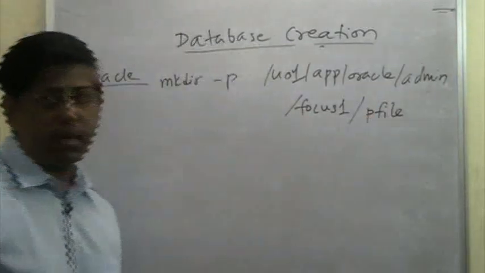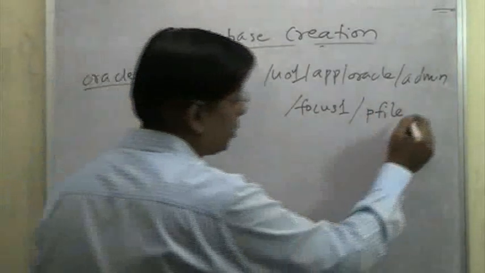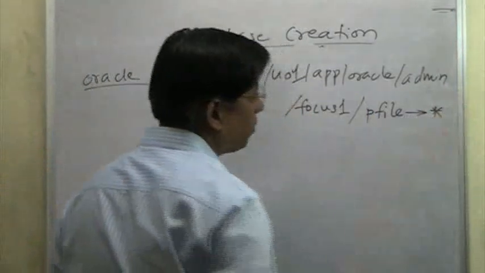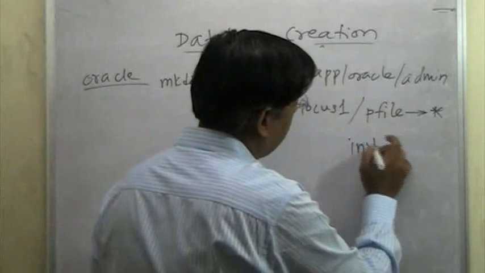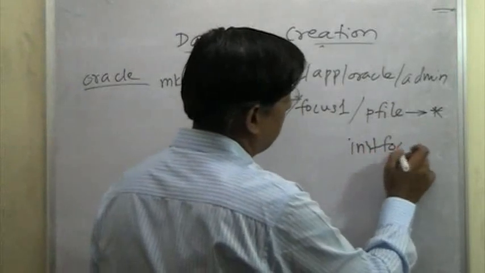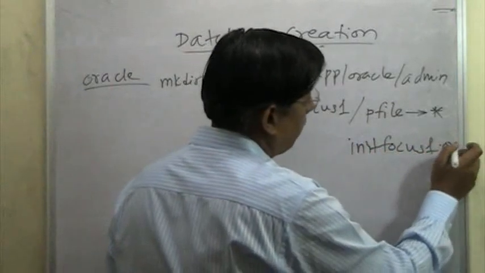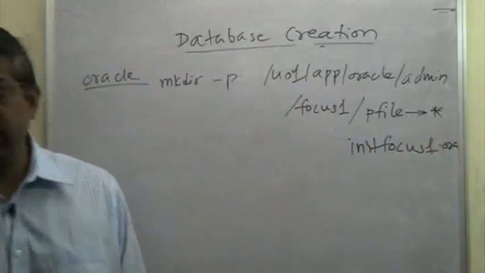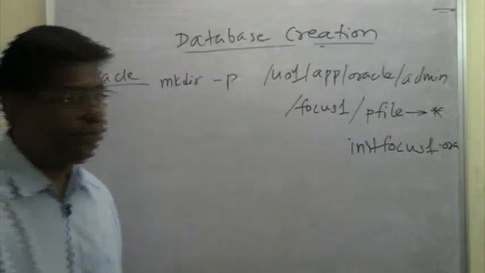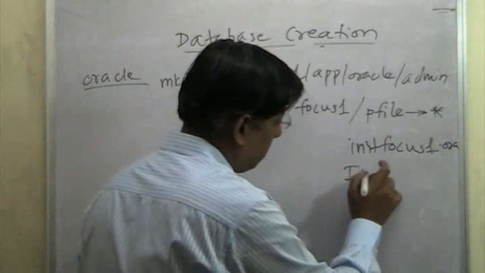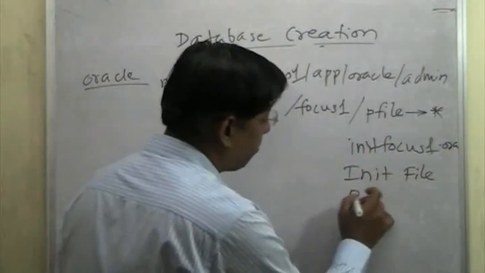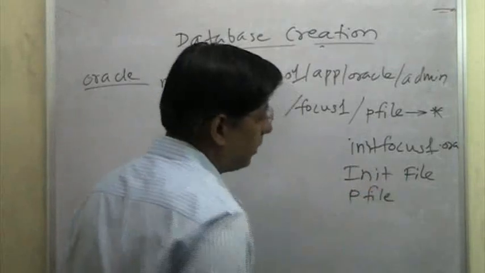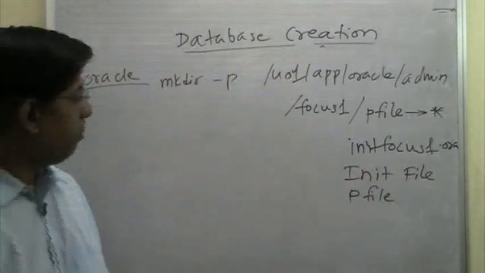So you're going to create a directory called pfile. This is a very important directory, where we are going to create one file called init focus 1.ora. This is what is called the initialization parameter file, init file, sometimes also called a pfile. Initialization parameter file or pfile.